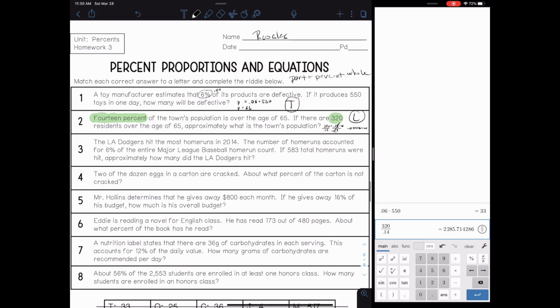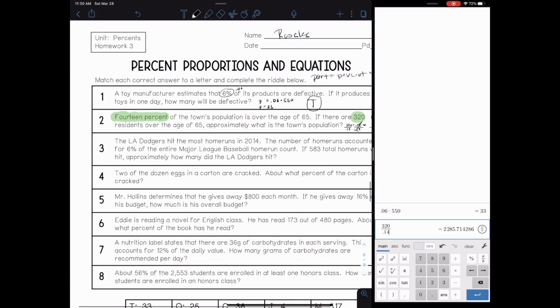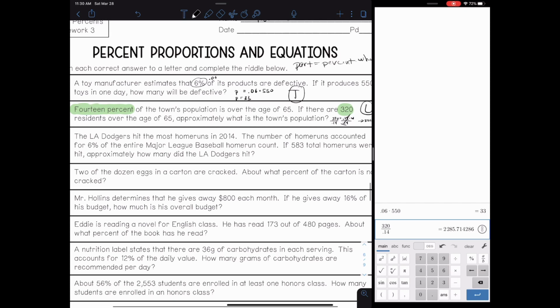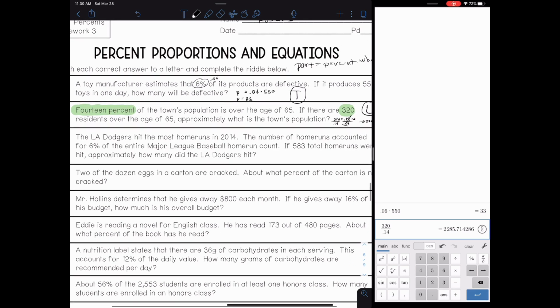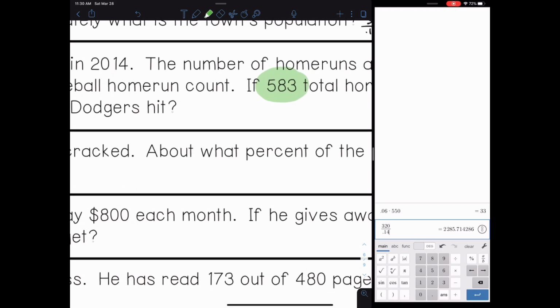Okay. Number 3. The LA Dodgers hit the most home runs in 2014. The number of home runs accounted for 6% of the entire Major League Baseball home run count. If 583 total home runs were hit, approximately how many did the LA Dodgers hit? So, part equals percent times whole. Did they give me a percent? Yes. They gave me this number right here, 583. Is that a part or a whole? It says 583 total home runs. That's a whole.